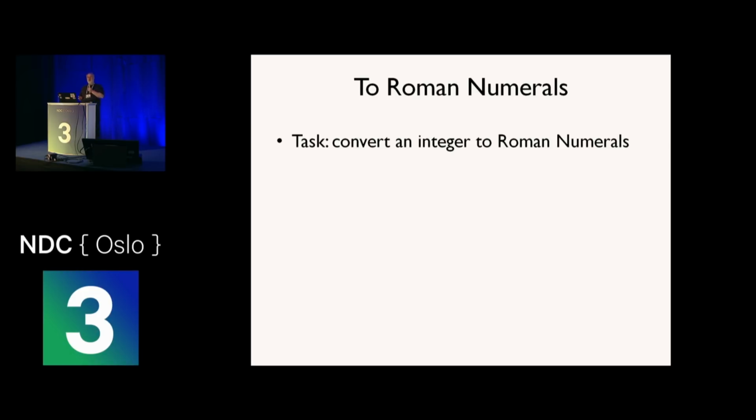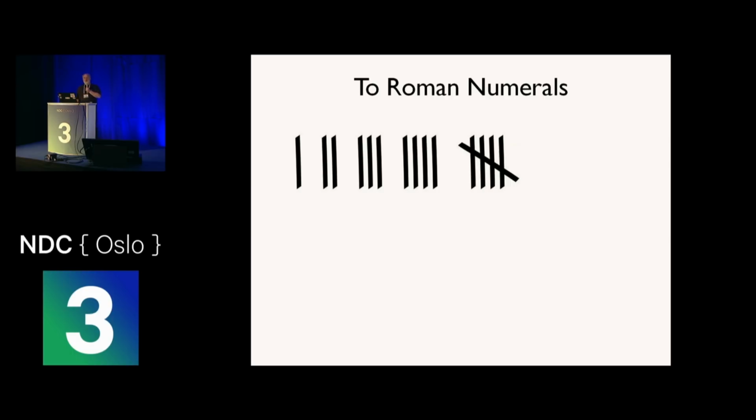We take an integer like 5, and we turn it into Roman numerals, which use a V. And so 12 would be XII or whatever like that, okay? So hopefully everyone's familiar with how this works. So here's the design we're going to use.